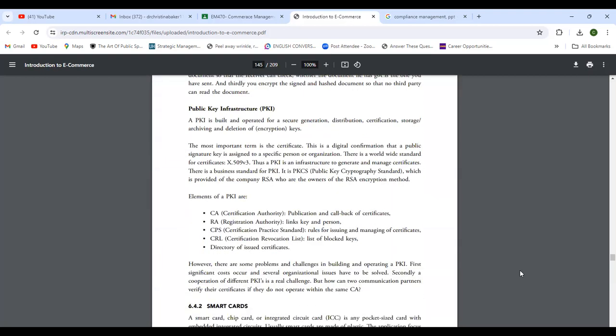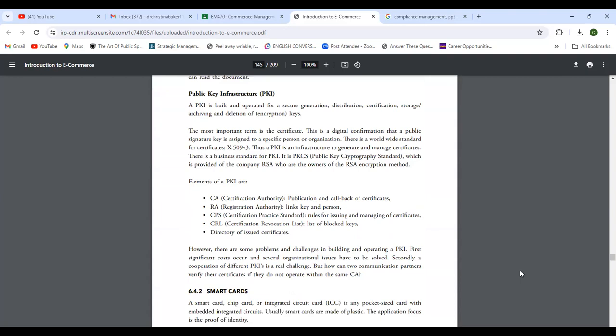You have public key infrastructure, that's a PKI. It's built and operated for generation, distribution, certification, storage, archiving, and deletion of encryption keys. Sometimes you might have to put a password in to get your document. A lot of times they might do like the first 4 digits of your social security number, or the last 4 digits of your social security number. Sometimes it's your birthday. Sometimes it's your initials. Sometimes it's your last name, first initial. It just depends what they want to do. But something that you could remember.